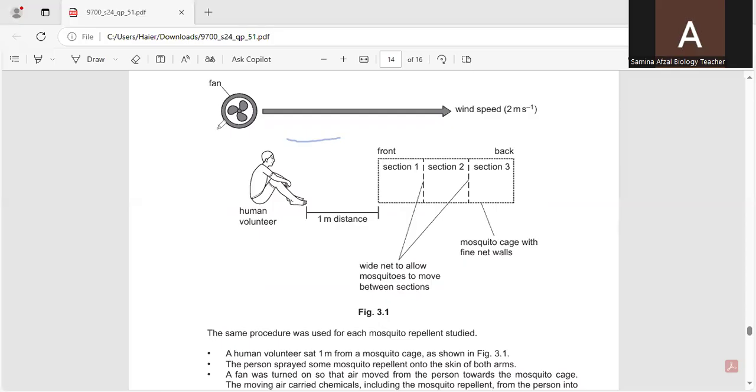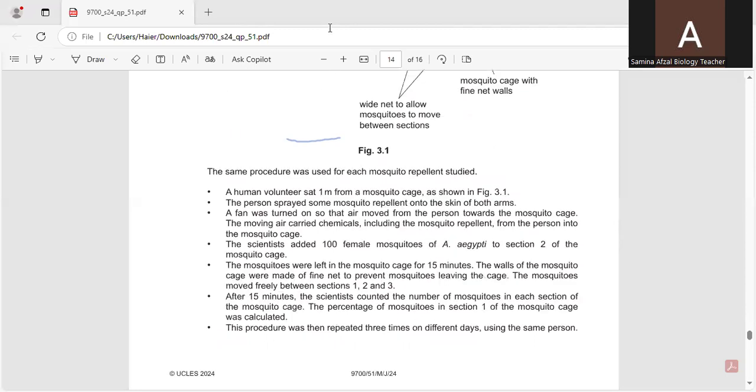Here is a fan. Its wind speed is 2 meters per second, and the human volunteer is sitting at 1 meter distance. And there are 3 sections. The mosquito cage has very fine net walls, so the mosquitoes cannot pass out, and there are thick nets in the center through which the mosquitoes move from one cage to the other. The same procedure was used for each mosquito repellent study.